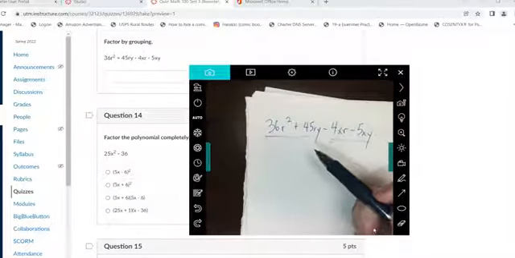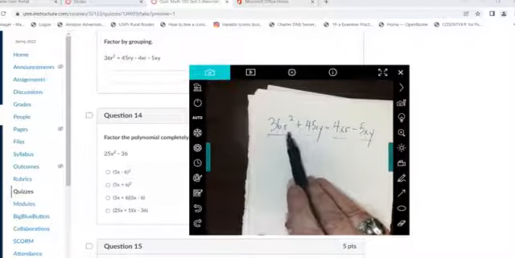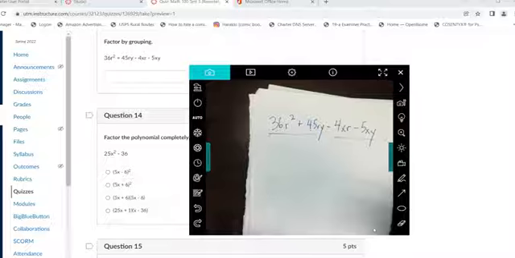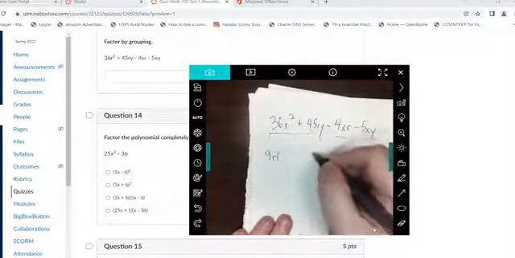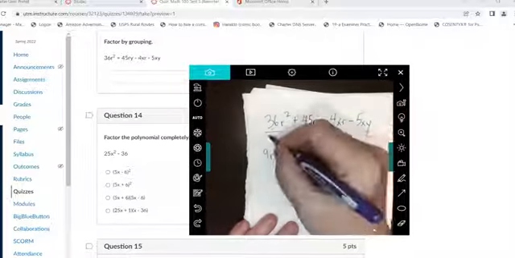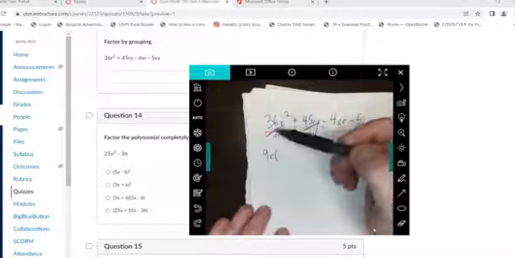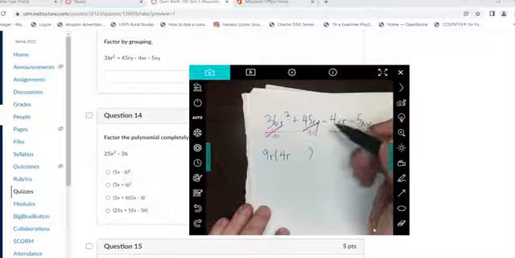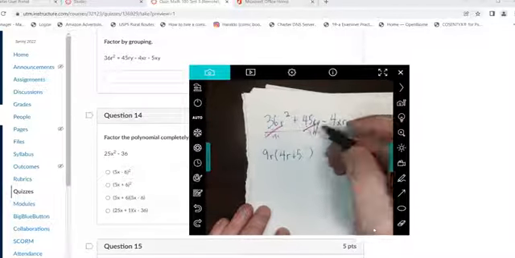Okay. 36 and 45. Well, 36 is 6 by 6, but 45 doesn't have that in there. So 45 is 9 times 5. 36 is 9 times 4. So I'm going to take out a 9, and I'm going to take out an r. So what's left when you factor out a 9 times r? Okay, well, 36 divided by 9 is 4. And if I remove one of the r's, I have r left over. 45 divided by 9 is 5. And if I remove the r's, they're gone, and I have a y.